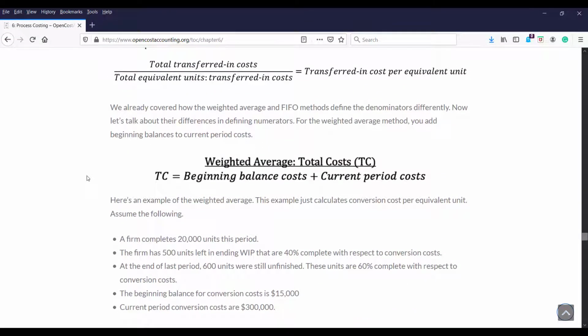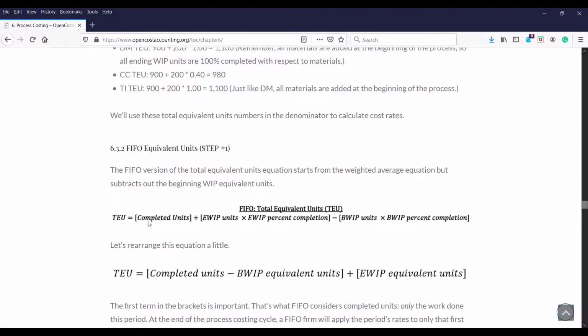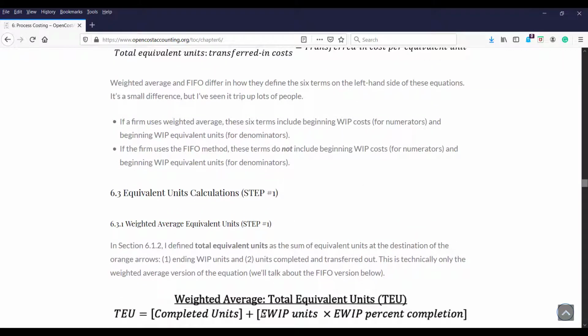But the idea is, yeah, you need to make sure that you have that trade-off. If all the calculations require fewer steps than weighted average, you're doing something wrong. You will have at least one more addition step in the numerator here in weighted average than in FIFO. You'll have one fewer step in the TEU, in the total equivalent units. Down here. And I think that's it. That's as long as I can drag this video out for.